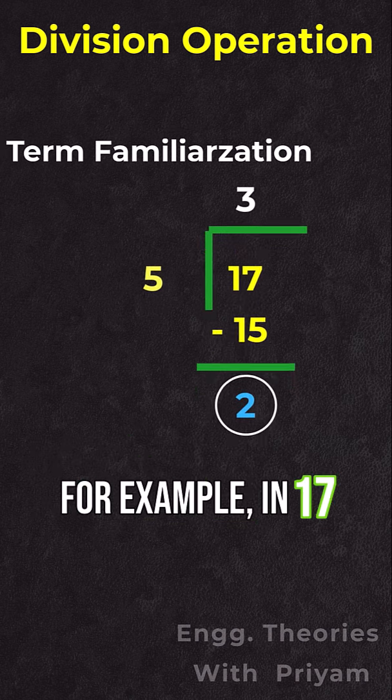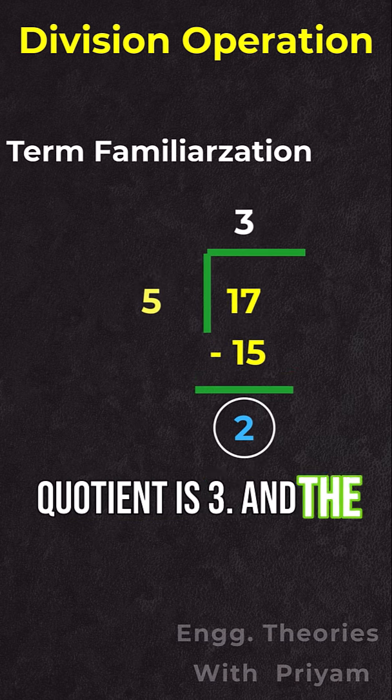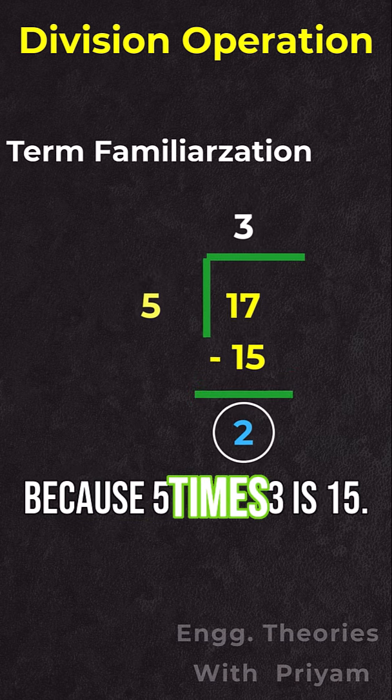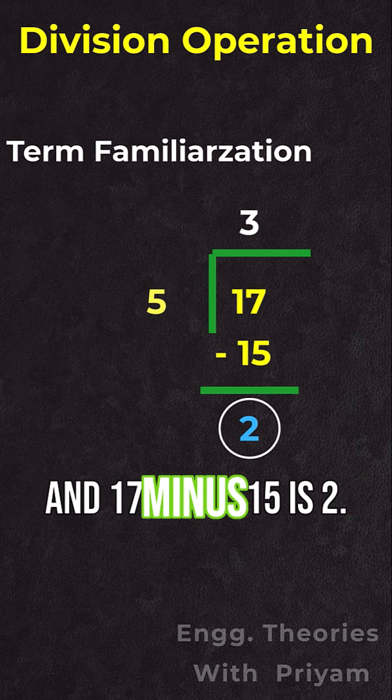For example, in 17 divided by 5, the quotient is 3 and the remainder is 2, because 5 times 3 is 15 and 17 minus 15 is 2.